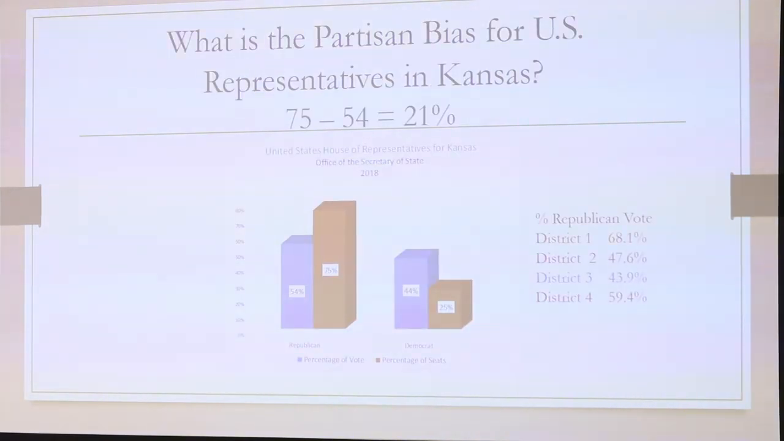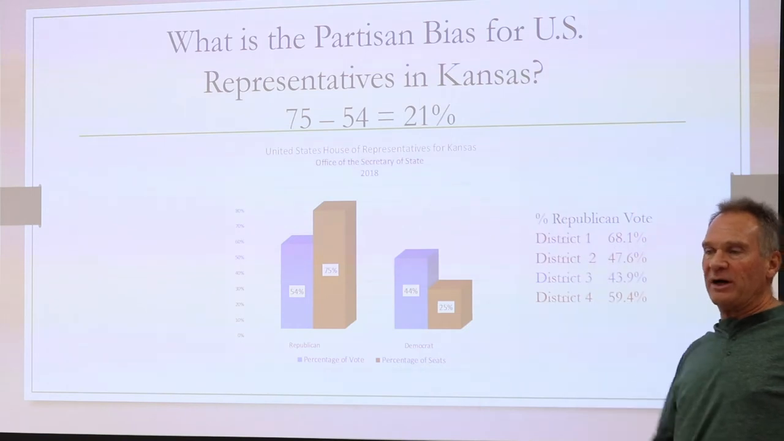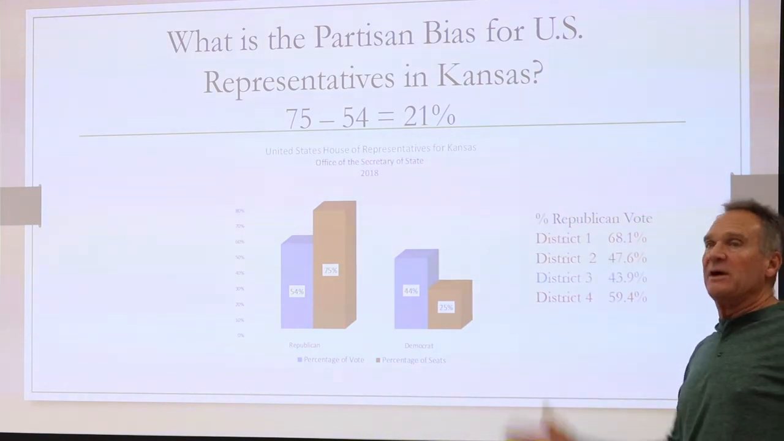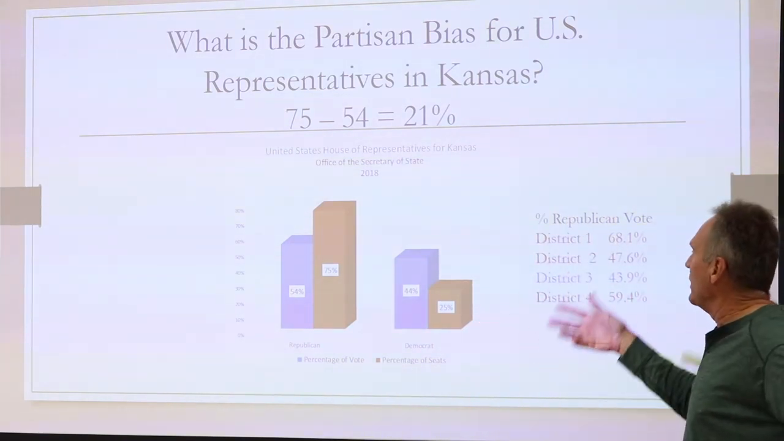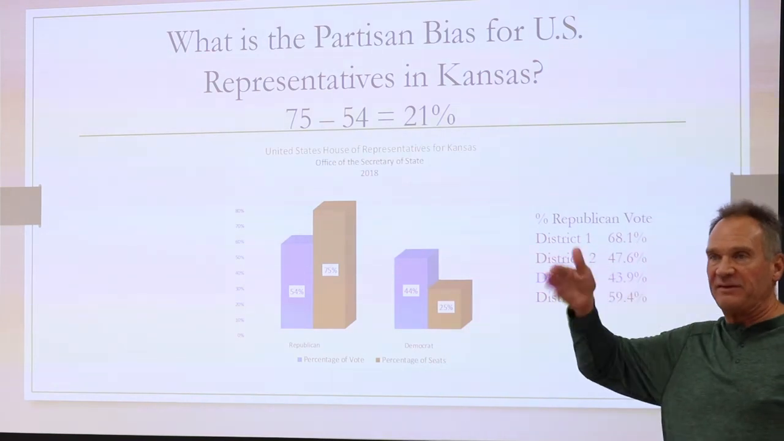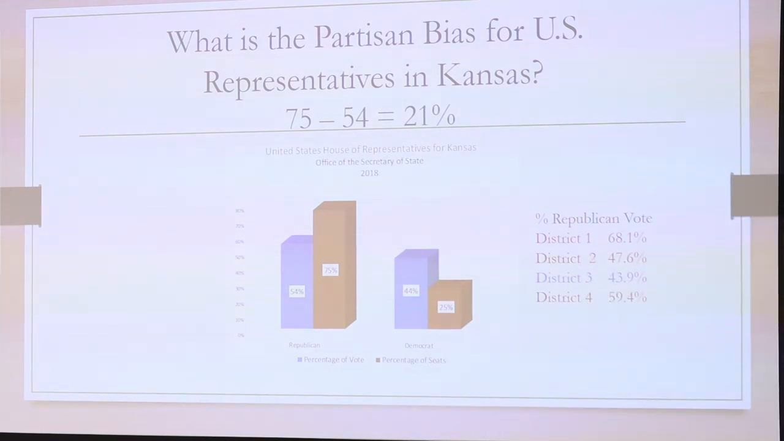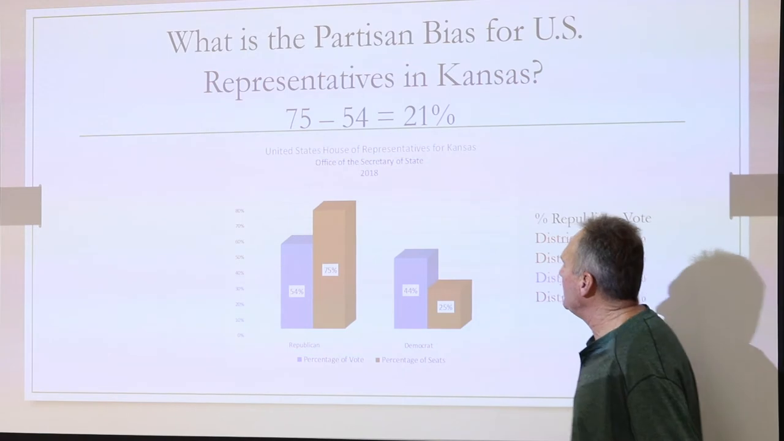I actually gleaned some data from the Kansas Secretary of State, who, as you may know, basically is in charge of running the elections in Kansas. And so I was able to glean the actual number of votes that were cast for Republicans and Democrats, as well as the number of seats that the Democrats and Republicans got in the most recent 2018 election.